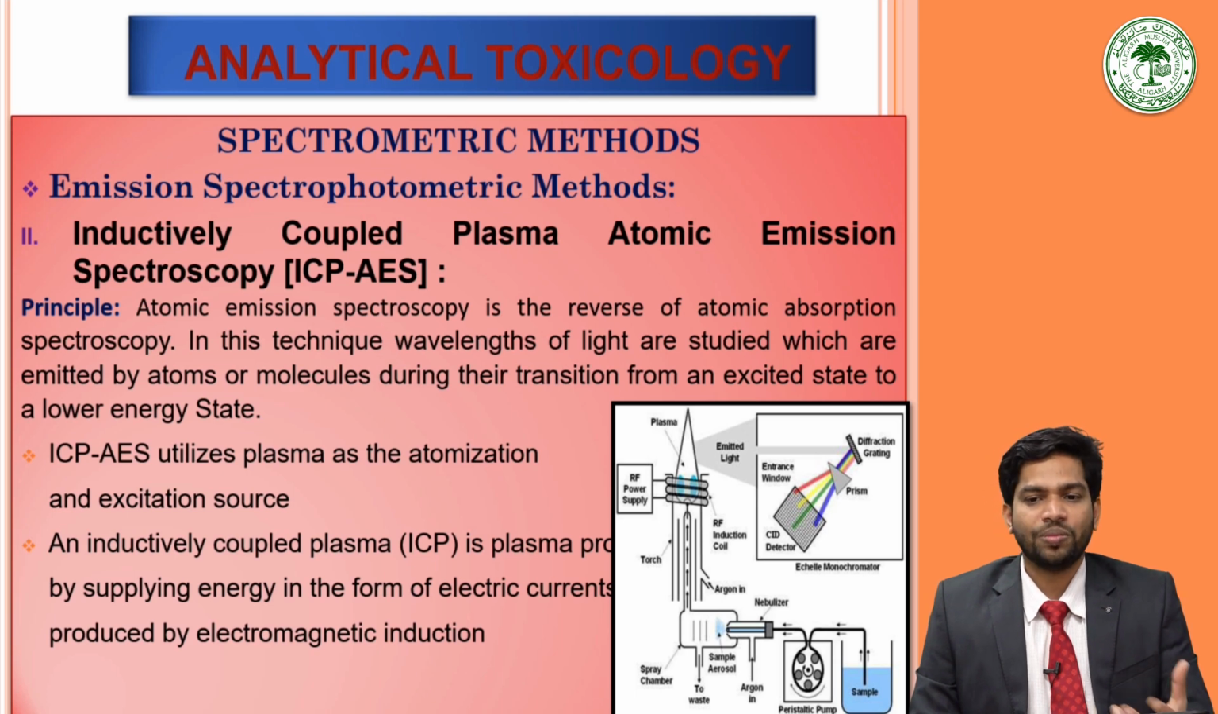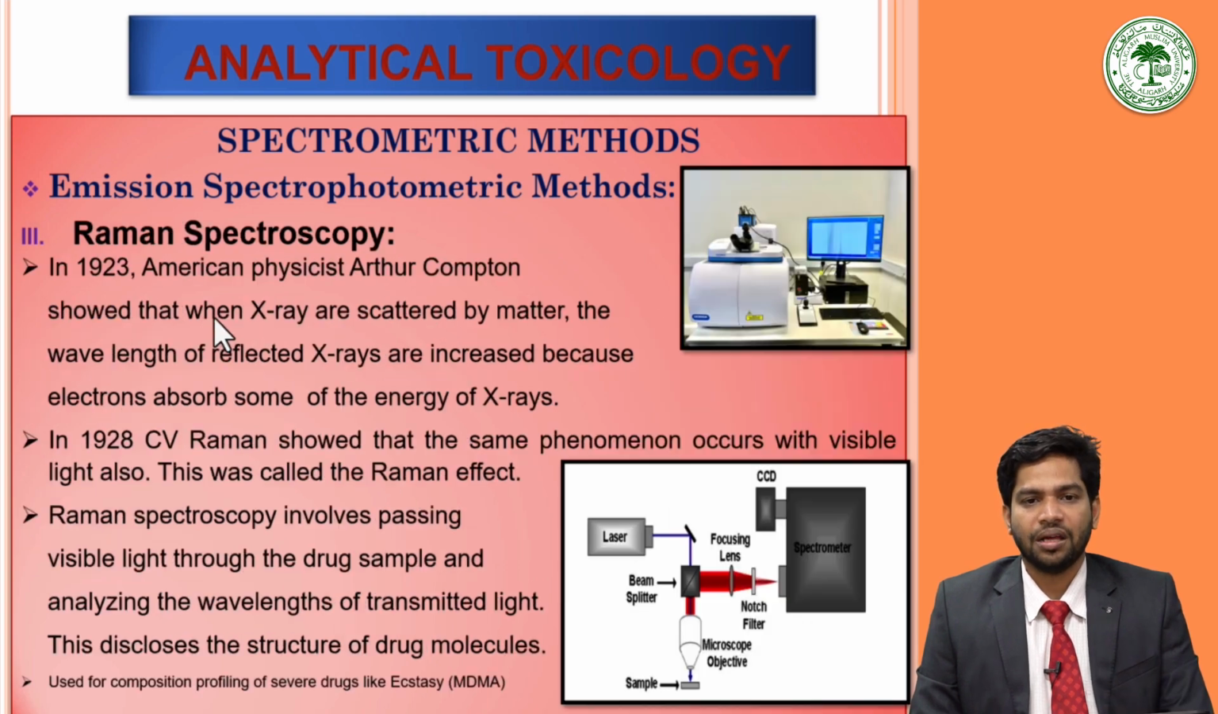It can detect numerous metals simultaneously based on their emission lines. Non-metals like phosphorus, sulfur and halogens also have strong emission lines in the vacuum ultraviolet light. Then, Raman spectroscopy. This is also a type of emission spectrophotometric method.